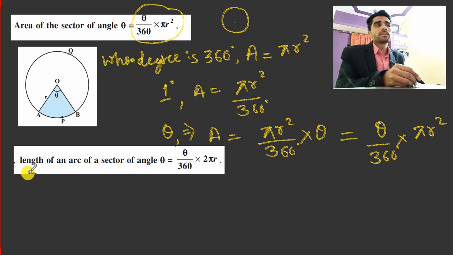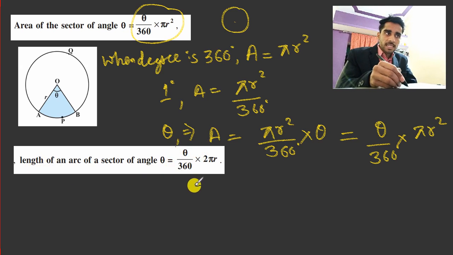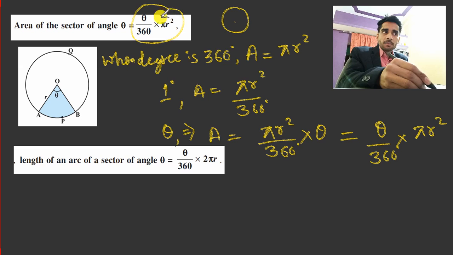And when we have to find the length of an arc of a sector of angle theta, we can find it with the help of this formula: theta by 360 into 2 pi r. These two formulae are very easy to remember, with just a little difference. Theta by 360 is common in both. Whenever we have to find the area, we multiply theta by 360 by pi r square, and whenever we have to find the length of an arc, we multiply by 2 pi r.